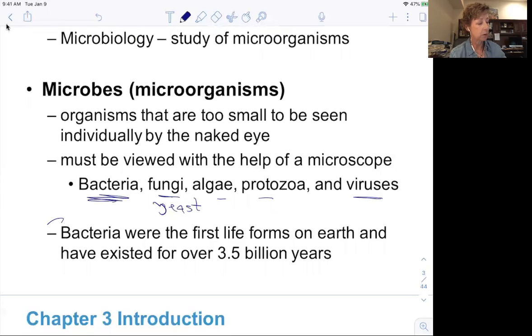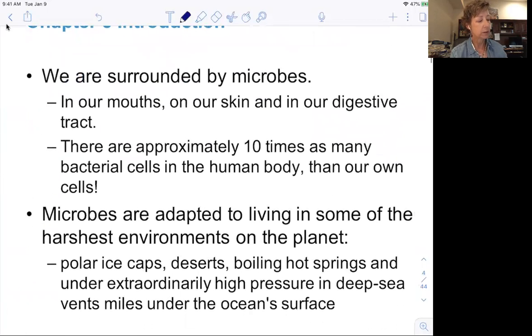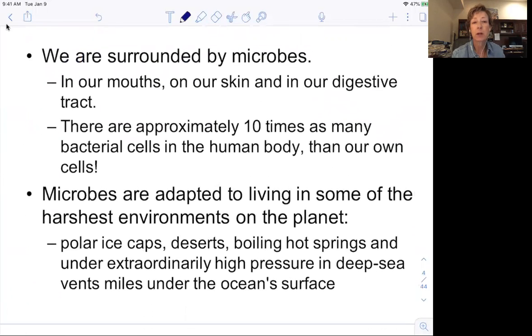So we know that bacteria were really the first cellular life forms on Earth, and we know they've existed for over 3.5 billion years. So really, our oldest ancestors are dating back to the bacteria. So we are surrounded by microbes throughout our environment. They're on our skin and our mouths, in our digestive tract. We know they perform many important functions in educating our immune system and helping us digest our food. And there's approximately 10 times as many bacterial cells in and on the human body as compared to our own cells. Now, our own cells are bigger, so by volume, we have more human cells. But in terms of just cell number, we're actually more microbial than human, I guess you could think of it that way.